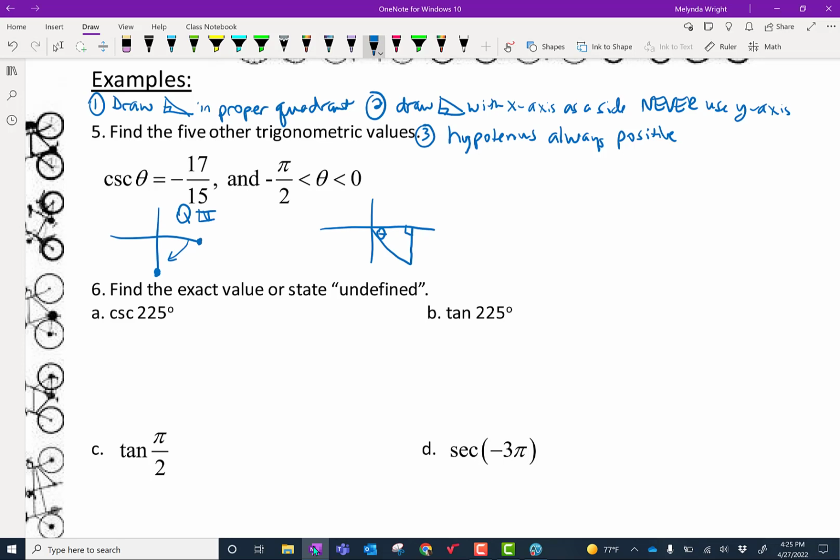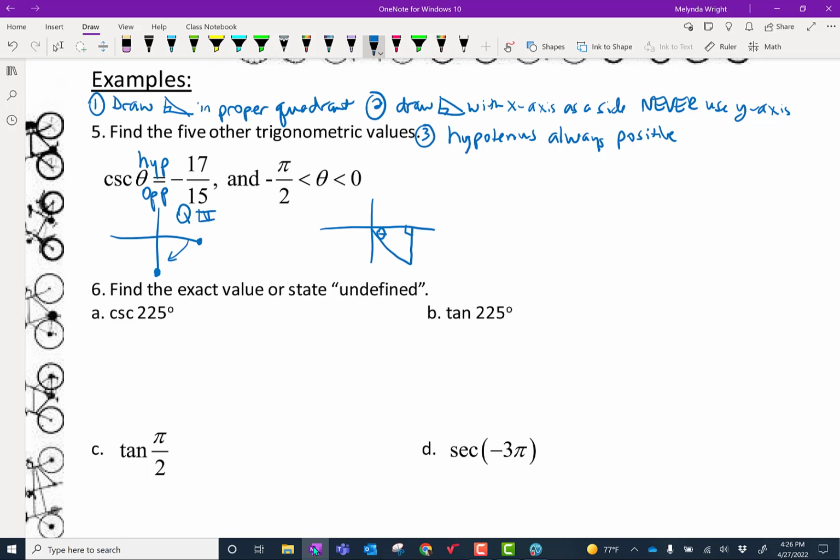So we're in the fourth quadrant, great. I've got my triangle drawn with an x-axis as one of its sides. Okay, so let's think about cosecant. Cosecant is the reciprocal of sine, and sine is opposite over hypotenuse. That means cosecant is hypotenuse over opposite.